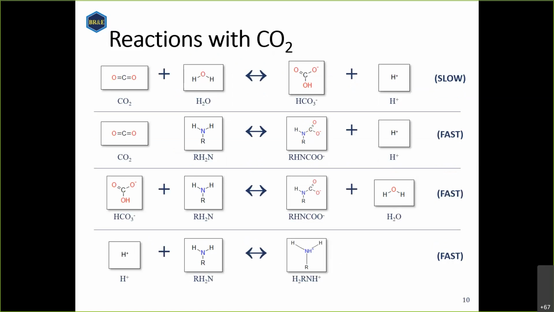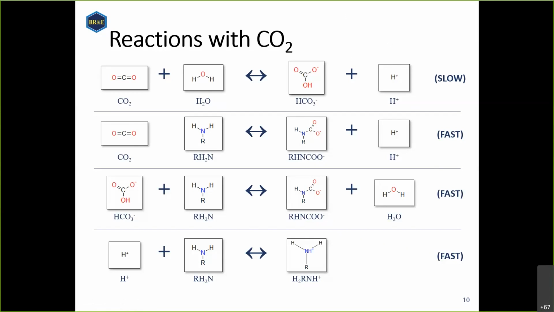For CO2, the reaction chemistry is a little bit more complicated. CO2 can react directly with water to form bicarbonate and a proton. That's the first reaction. CO2 can also react directly with an amine to form the carbamate complex and a proton. That's the second reaction. And then if you look at the third reaction, the bicarbonate from the first reaction can react directly with an amine as well to form carbamate again.